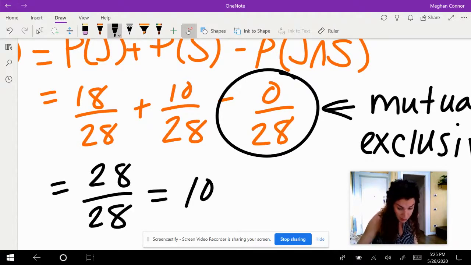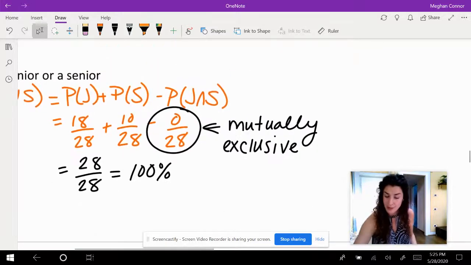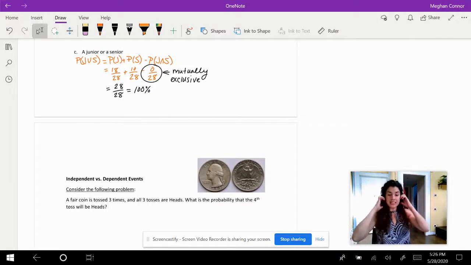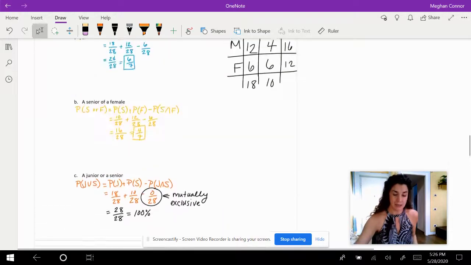In other words, it's 100% chance that if you pick a student at random, they're going to be either a junior or a senior. Same with male or female. All right. So that's the idea of mutually exclusive versus not mutually exclusive.